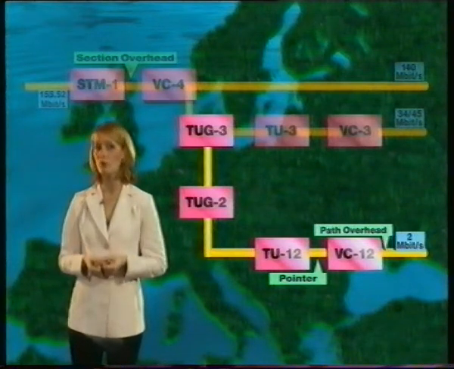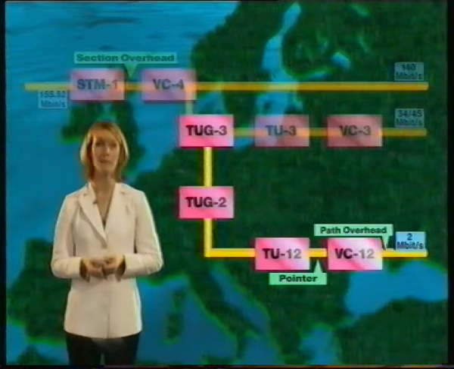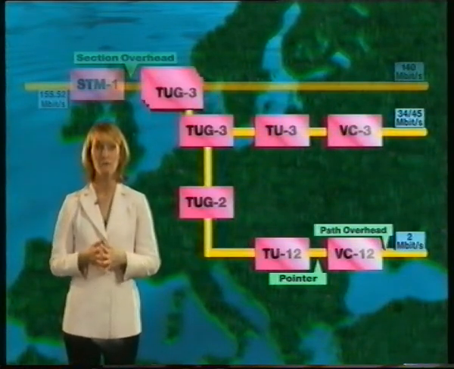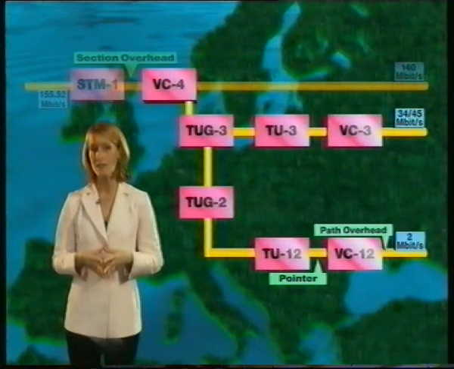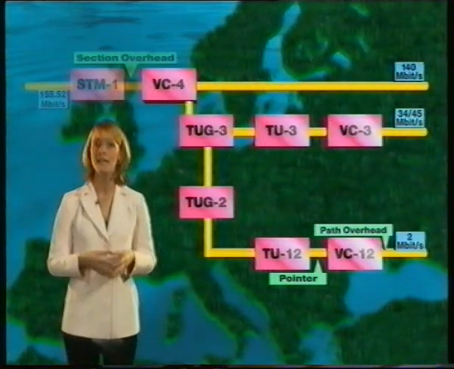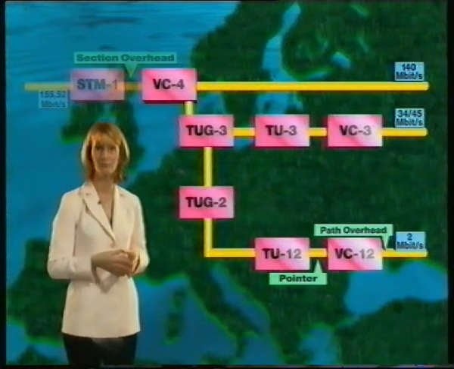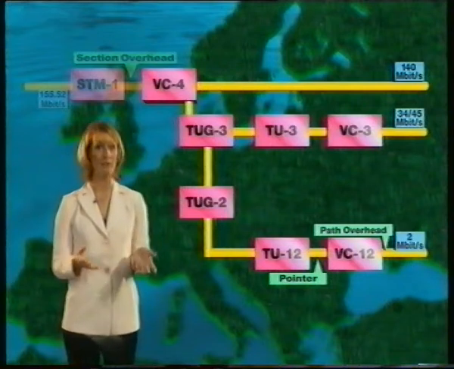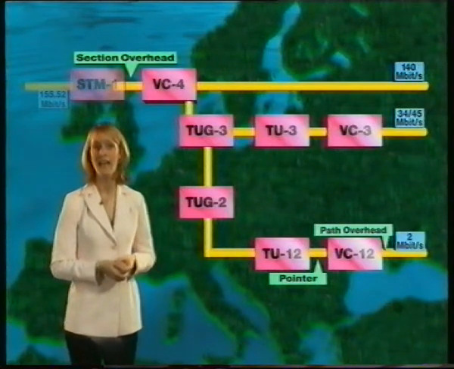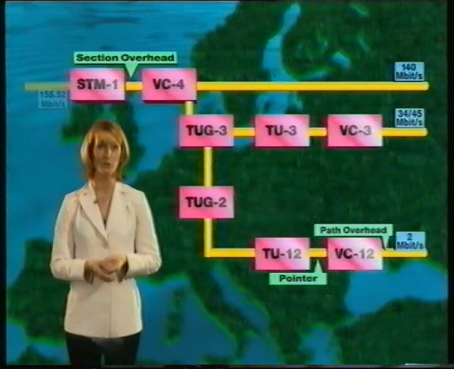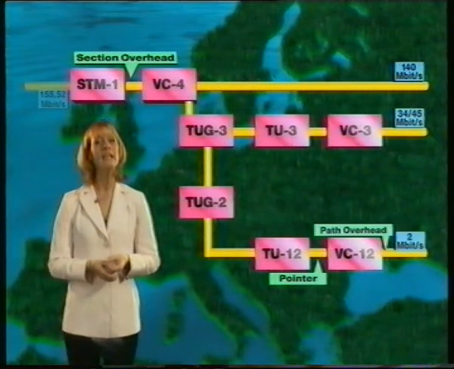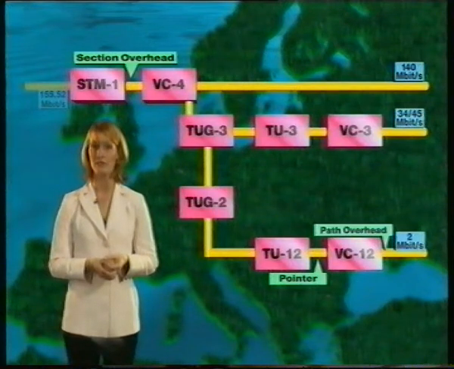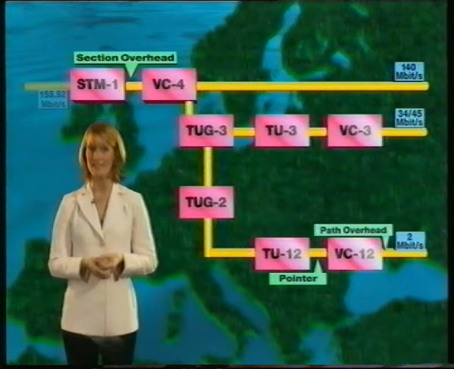Now a TUG3 can also be formed from a single 34 megabit per second signal. 3 TUG3s are multiplexed to form a virtual container 4, or VC4. Alternatively, a VC4 can be formed from a single 140 megabits per second signal. A VC4 is called the payload, and it contains the original traffic and the path overheads. Section overheads are now added to form a synchronous transport module 1, or STM1. These overheads are required to provide the comprehensive network management functions which we'll see throughout this video. They're a major benefit of SDH.